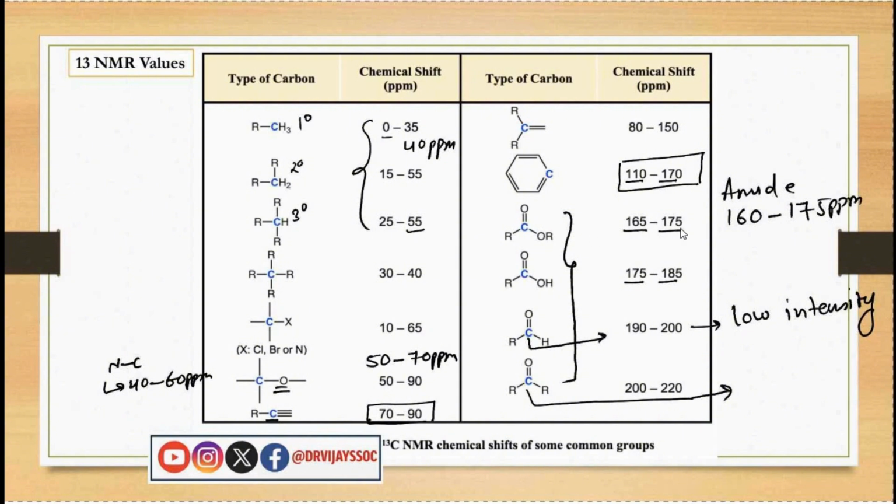Ester comes from 165 to 175 ppm, but amides could be slightly lower than ester. It can be from 160 to 175 ppm. Carboxylic acid is slightly higher, from 175 to 185 ppm. Aldehyde always comes in the highly deshielded region, from 190 to 200. Therefore, it is easy to distinguish between carbonyl carbon from ester or carboxylic acids.